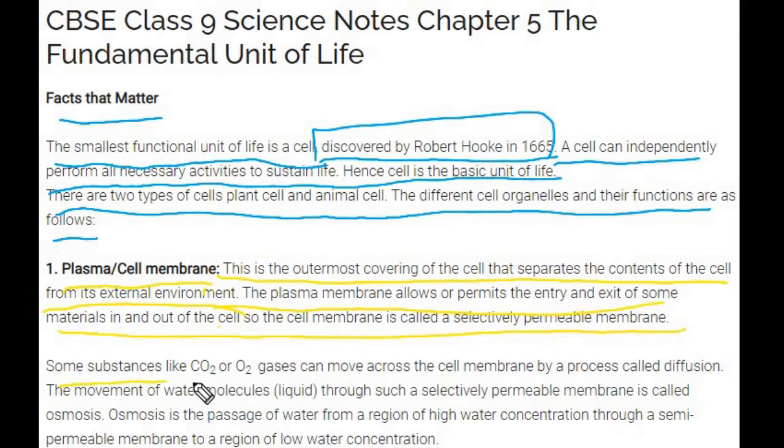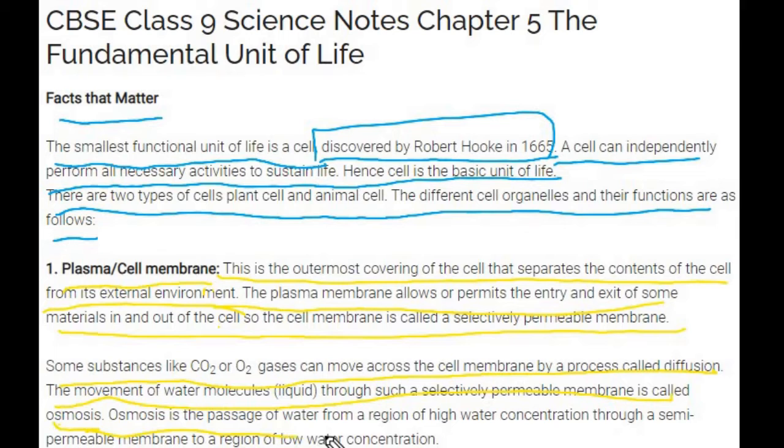Some substances like CO2 or O2 gases can move across the cell membrane by a process called diffusion. The movement of water molecules or liquid through such a selectively permeable membrane is called osmosis. So osmosis can be known as a special type of diffusion which is permissible to only liquids. So any substance, if it moves in and out of the cell membrane, it is known as diffusion. So if we look at liquids particularly, then it is known as osmosis.